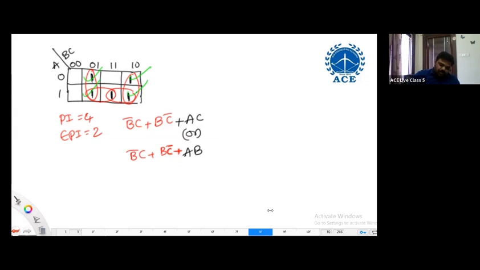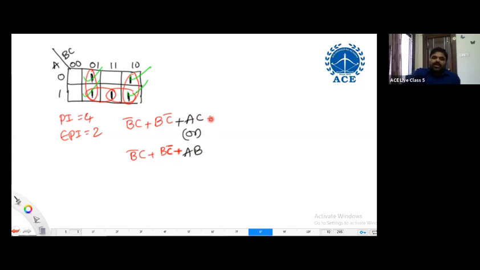Pranav, unnecessary complexity is increasing, right? Why do you want to use AC plus AB both in the expression? Including AC is sufficient, including AB is sufficient. If you are including both, the number of gates will increase and complexity will increase. What is that complexity? I'm going to talk about it in the next slide.